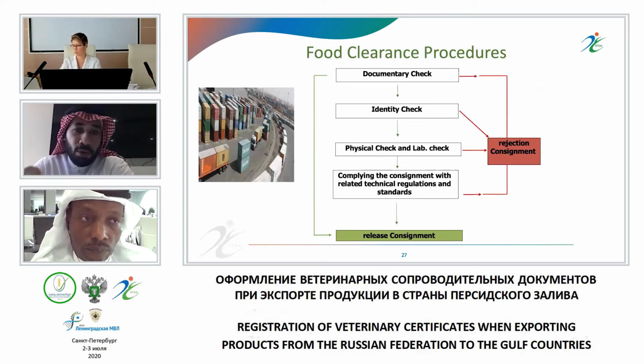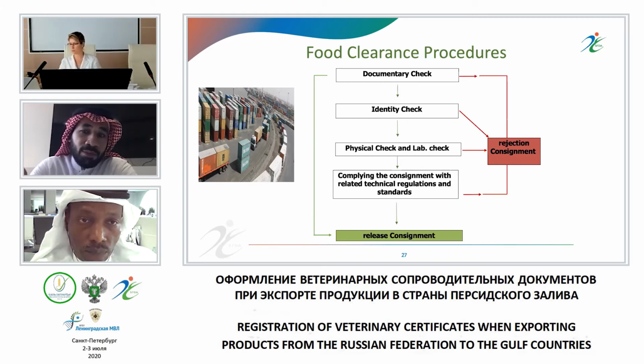At the point of receiving the shipment, we do a documentary check, identity check, physical check, and lab check. We check that the consignment complies with the related technical regulation, and release the consignment. If the consignment has a missing document, so if it fails the documentary check, we do not reject the consignment because of missing information. The rejection of a consignment here is meant if the documents do not match the product itself.